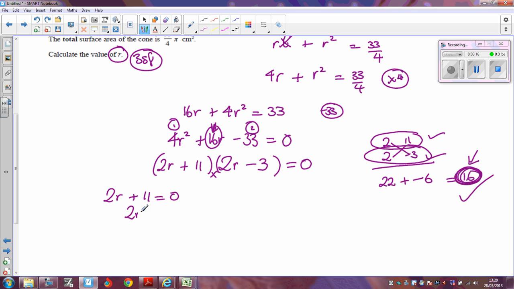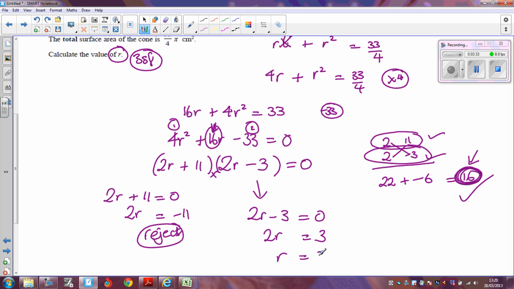Now I can see that either the first bracket must equal 0, so either 2r plus 11 is equal to 0, in which case 2r would be minus 11. Now I can reject that, because I know that r, which is a radius, cannot possibly be negative. So let's try the other one. The second bracket equaling 0, 2r minus 3 is equal to 0. So 2r would be 3. So r would be 3 divided by 2, which is 1.5. And that's the correct answer. r is 1.5 centimeters.